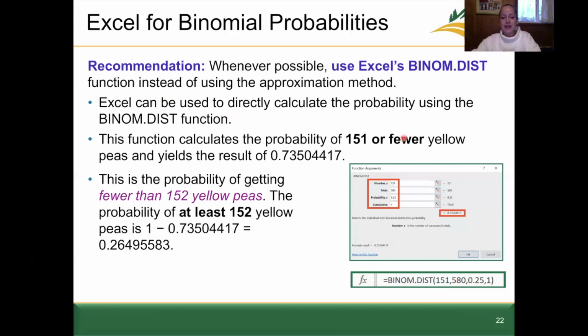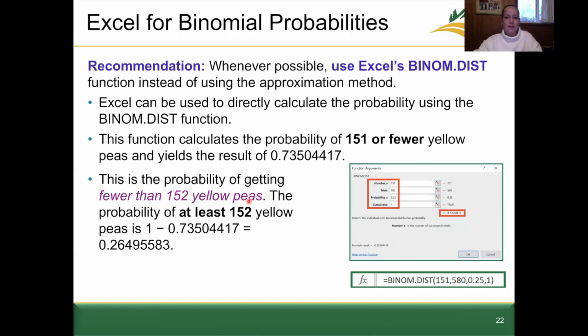But we don't want that answer. We want to know the probability of at least 152 yellow pea plants. So again, we take the complement, so 1 minus this value, we get an answer of 0.265. We got this answer using Excel's binomial distribution function and plugging in the correct answer for X or S, the number of trials, the probability of a success amongst n number of trials, and the correct cumulative value. Importantly, for this particular example, we wanted to know the probability value of at least 152 yellow pea plants.